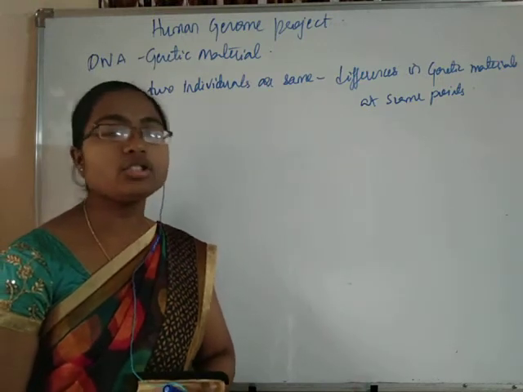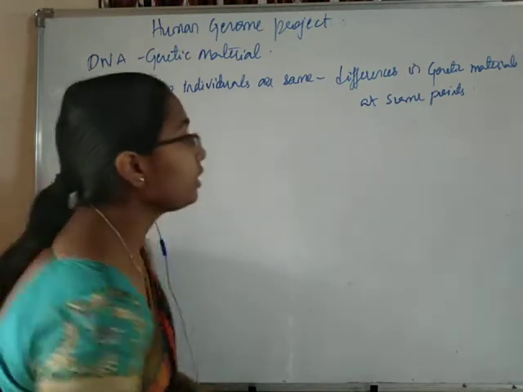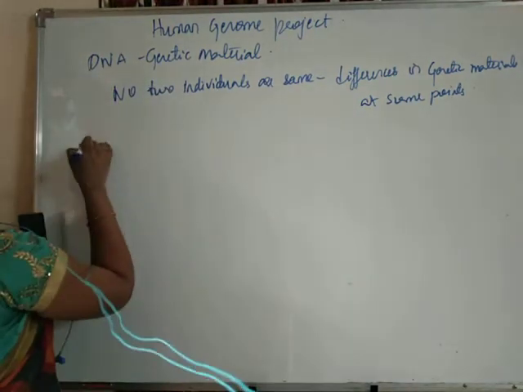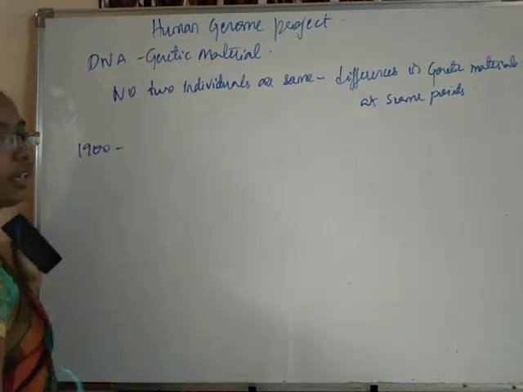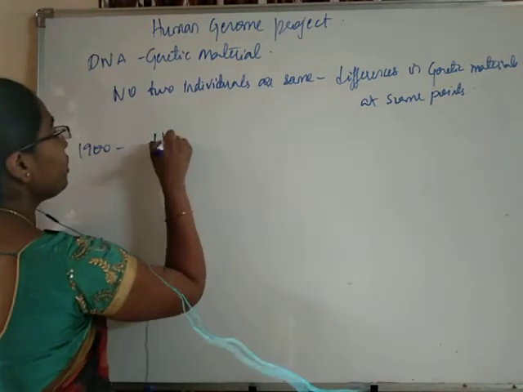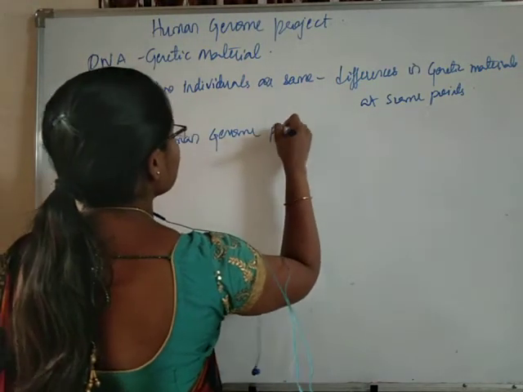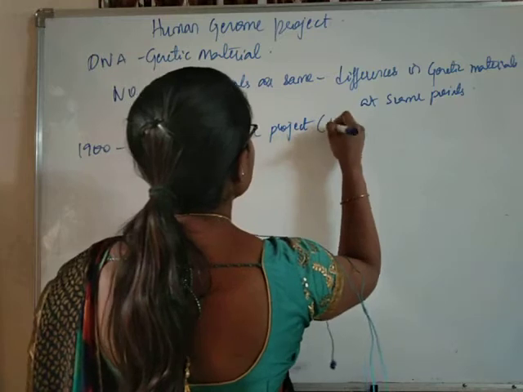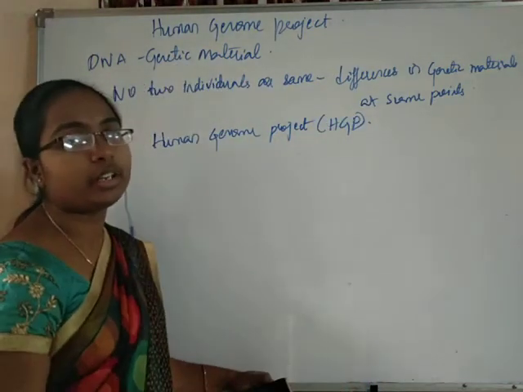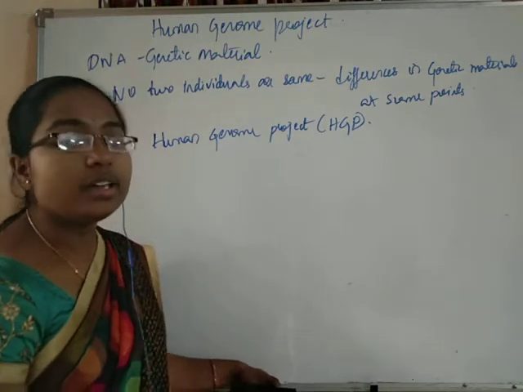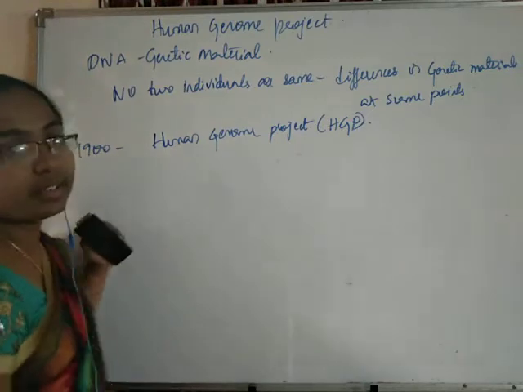So students, based on this concept, a very big project was started in the 1900s. It is called the Human Genome Project, in short form HGP. See students, this Human Genome Project was started in the year 1990.